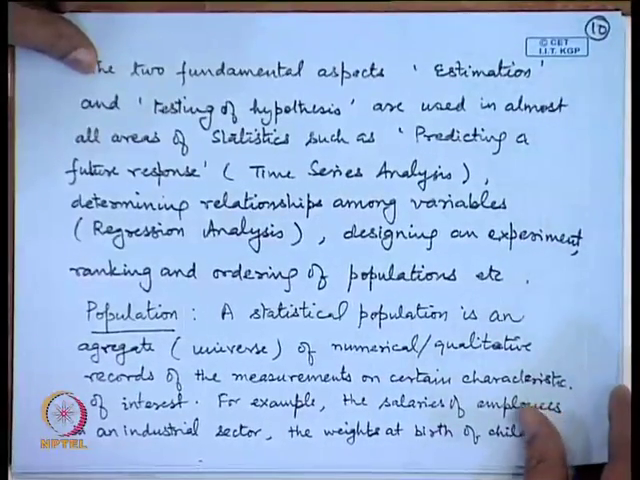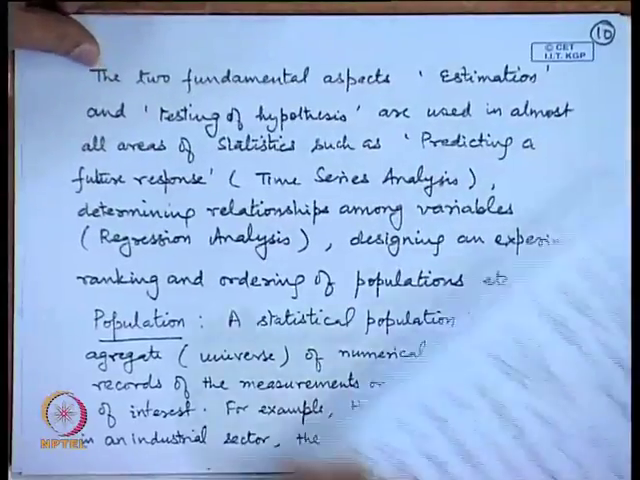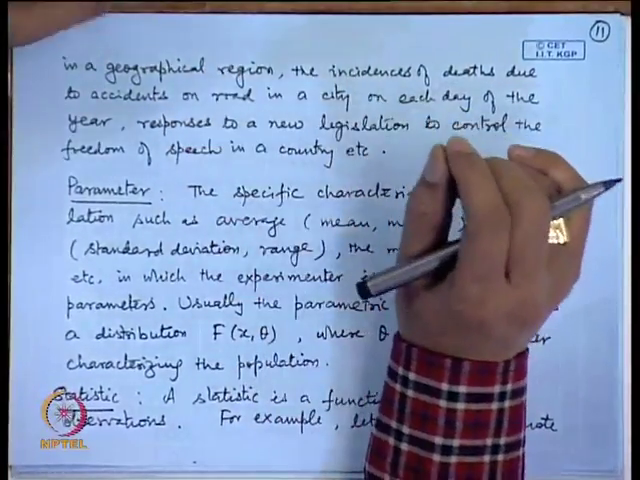If we are looking at the weight at birth of the children in a certain geographical region, then for all the children born during a particular period in that region, we look at the value of the weights taken in, say, pounds or kilograms or grams corresponding to all the children born. Here the population is that aggregate. If we are looking at the incidences of deaths due to accidents on the road in a city on each day of the year, then each day we record the number of accidents taking place and then the corresponding deaths in those accidents.